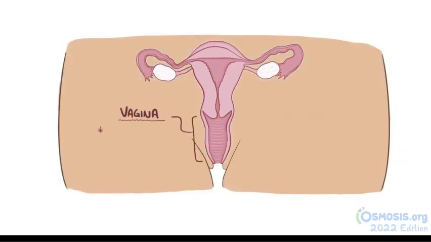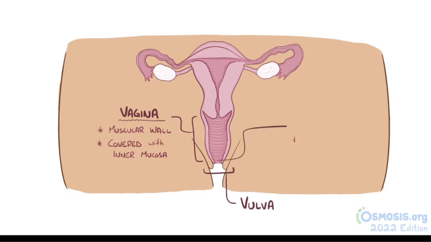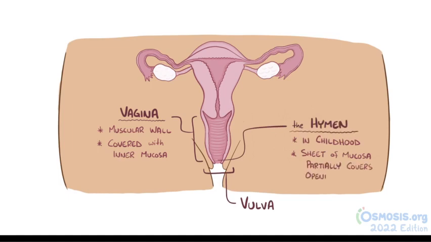The vagina has a muscular wall and is covered by an inner mucosa with ridges that run along it. The vagina is the passageway for the baby during childbirth, and it opens up into the vulva. In childhood, a thin sheet of vaginal mucosa, called a hymen, partially covers the vaginal opening, and it can break because of exercise, the use of tampons, or sexual intercourse.